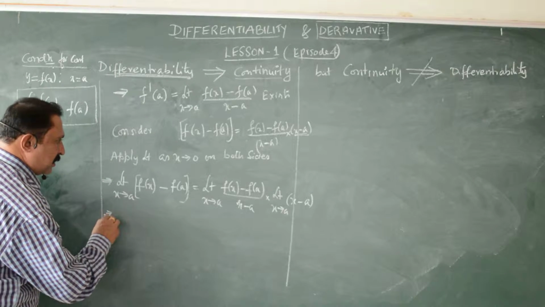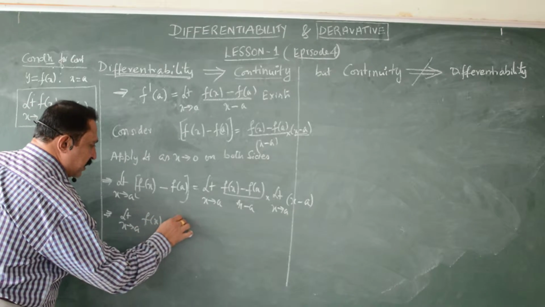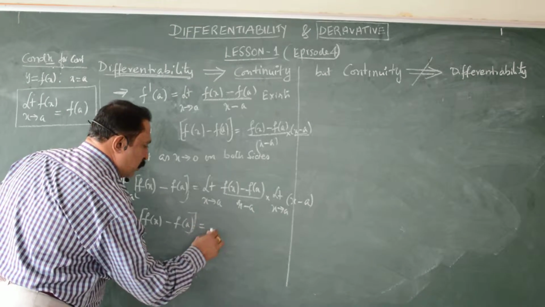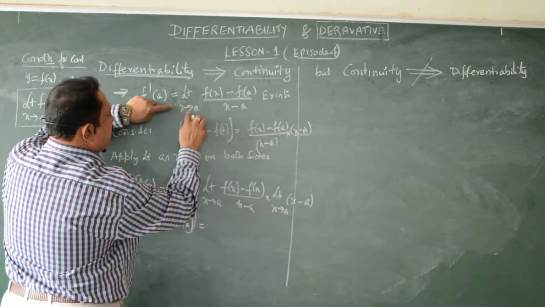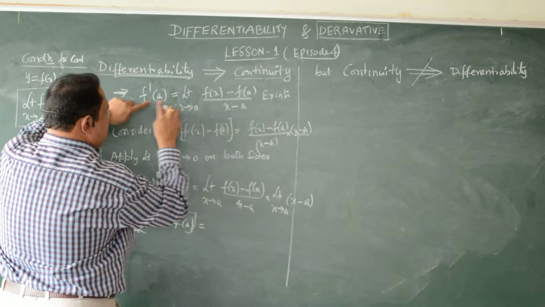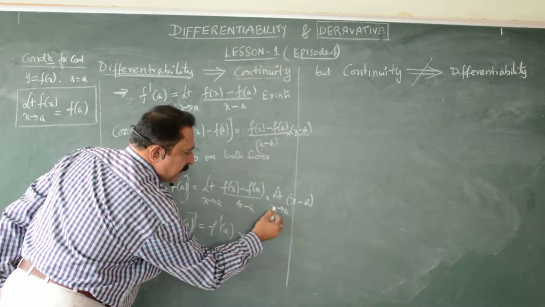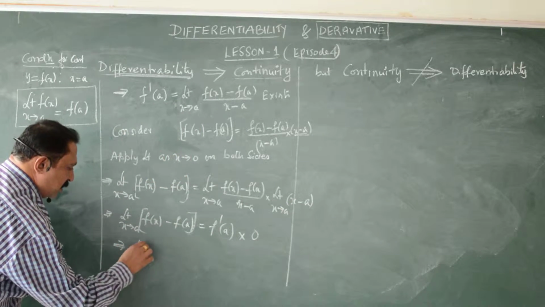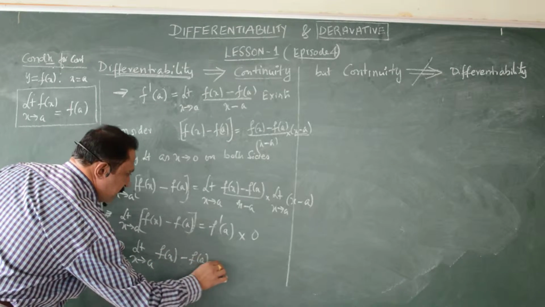So, this implies limit x tending to a of f of x minus f of a, which I have written as it is, is equal to limit x tending to a of f of x minus f of a by x minus a, which is nothing but f dash of a, into, now apply the limit as x tends to a. So, in place of x I have to put a, and a minus a is 0. So, this becomes limit x tending to a f of x minus f of a is equal to 0.